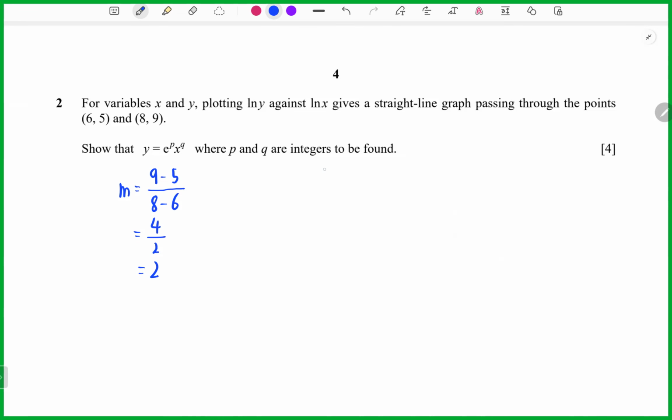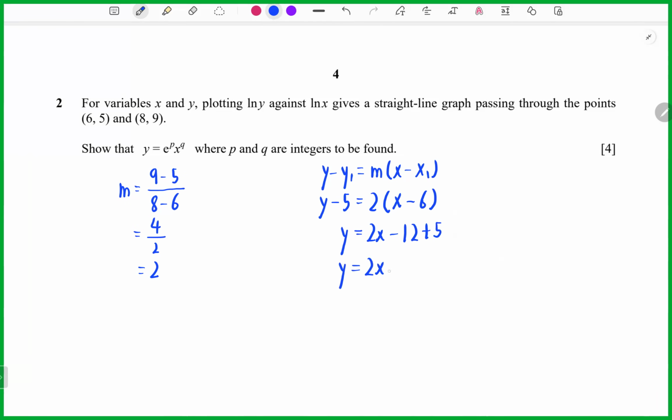So we can form the equation first. I take y minus y1 equals m times x minus x1, and I take the point (6, 5). So y minus 5 equals 2 bracket x minus 6. So we get 2x minus 12 plus 5, so y equals 2x minus 7. Now I can put the ln y first here, so 2 ln x minus 7.